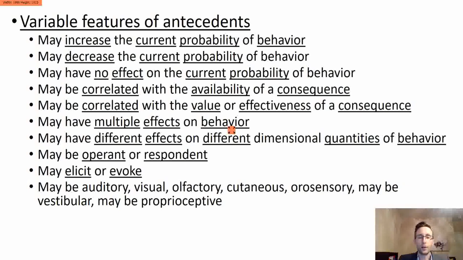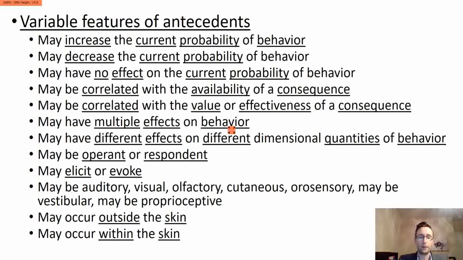They may be auditory, visual, olfactory, cutaneous, or sensory. They may be vestibular. They may be proprioceptive. They may occur outside the skin, or inside or within the skin, as Skinner distinguished. So in other words, the antecedent may be in the external environment, or it may be a private stimulus, which is a type of private event. They may be undetectable by the senses, for example, the passage of time.